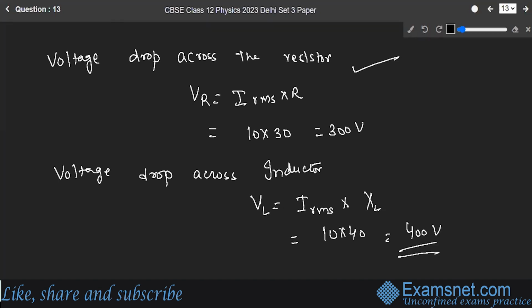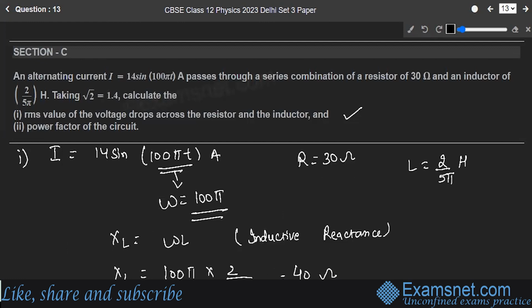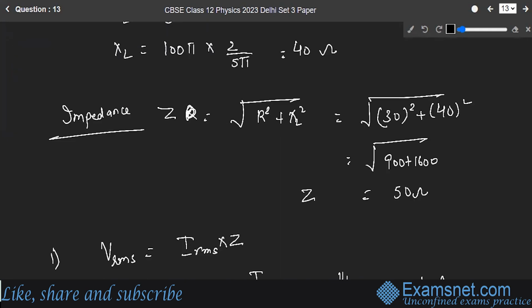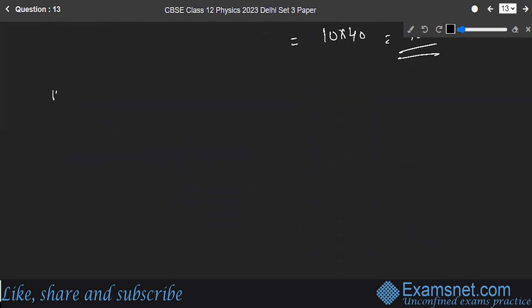So this is 400 volt. So the right answer to both the questions: for the resistor it is 300 volts and for the inductor it is 400 volts. Hope you're clear with this. The second part, you have to find out the power factor of the circuit.